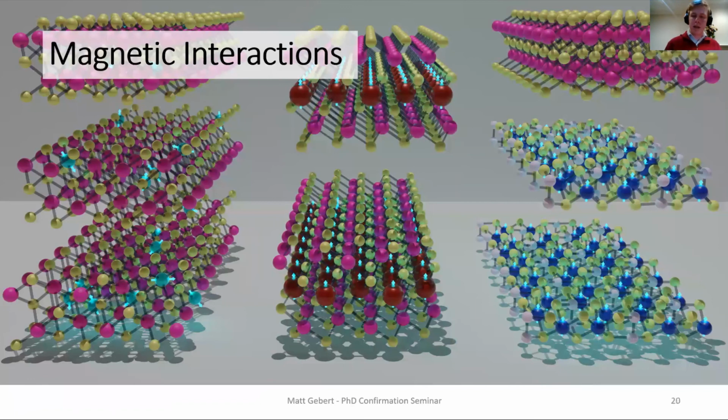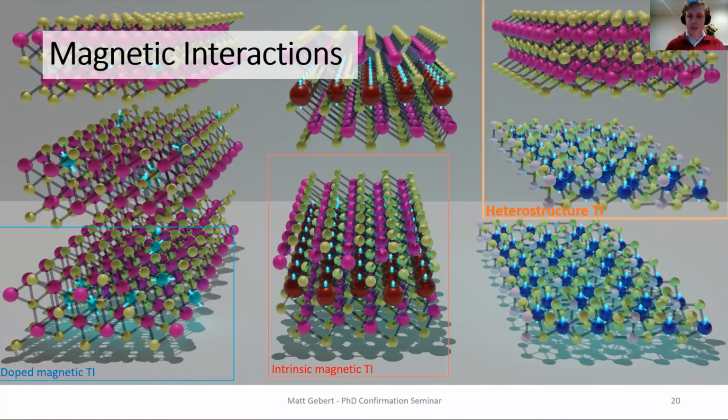So there are some example materials that you can use to try and do this. Firstly, you can dope a topological insulator, so add extra atoms that are actually magnetic in nature. And this has been done and was able to produce the quantum anomalous Hall effect in 2013. Secondly, we have materials that are topological insulators but also intrinsically magnetic, so you have this coupling by default in the natural crystal itself. And lastly, you can create a heterostructure, so by putting something in proximity to a topological insulator, you hope to achieve the same sort of magnetic interaction.